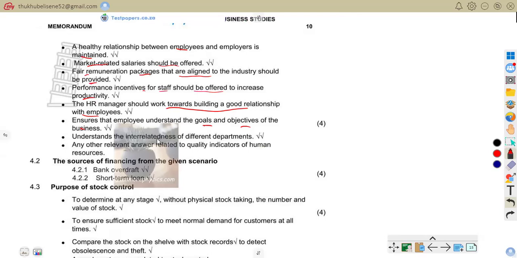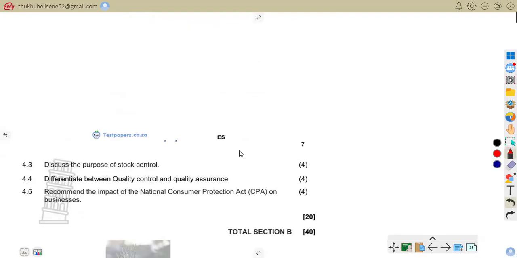Understand the interrelatedness of different departments. Here HR recognizes how departments depend on each other. So that is that. Let us quickly go to 4.2.